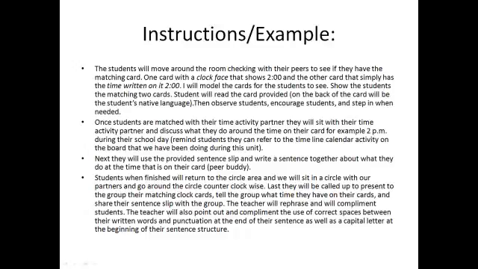I will model the cards for the students to see. I will show the students the matching 2 cards. Students will read the card provided. On the back of the card will be the student's native language. I will then observe students and encourage students and step in when needed.